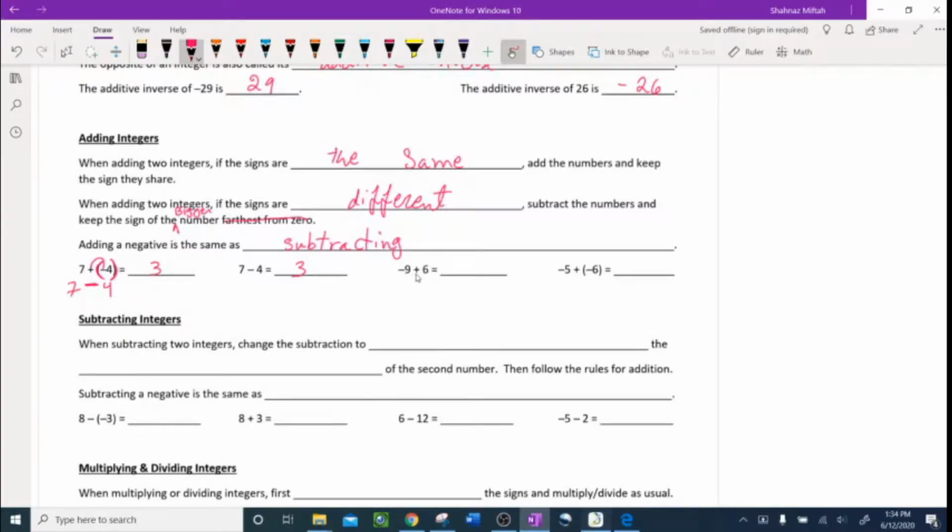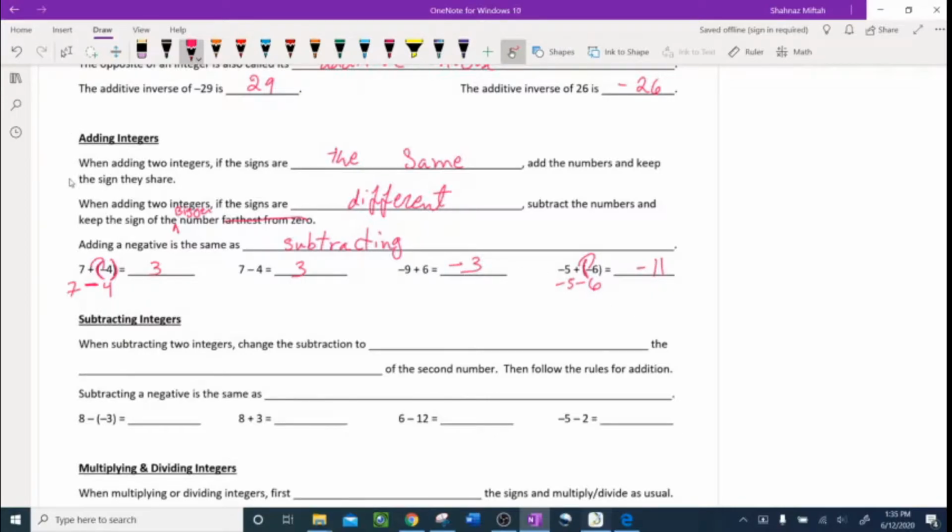Now, if we are adding two integers and their signs are different, then we subtract and keep the sign of the bigger number. The bigger is 9, so I'm keeping negative. 9 and 6, when you subtract, you get 3. Again, you have -5 add -6. If you multiply these two, it's -5 subtract 6, which will give me add and keep, 11.